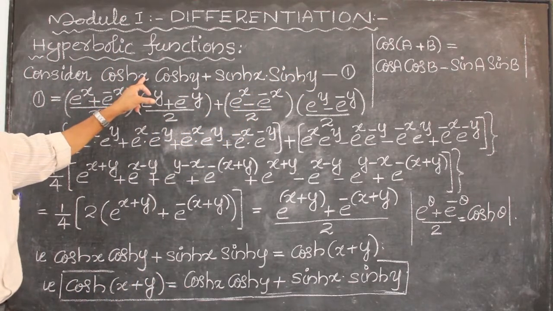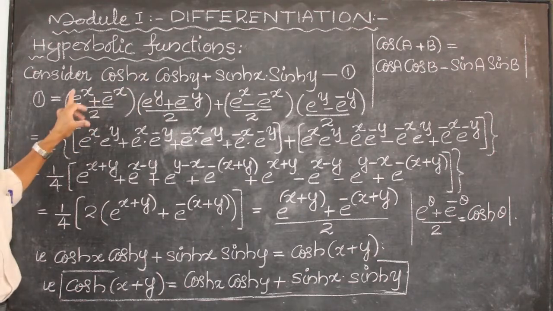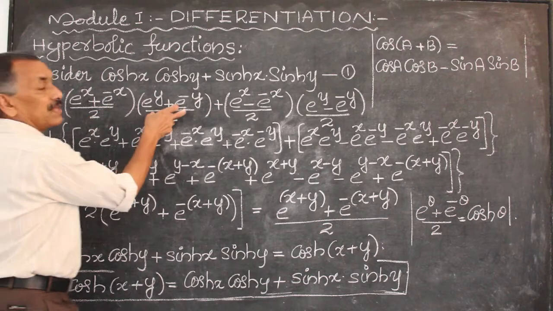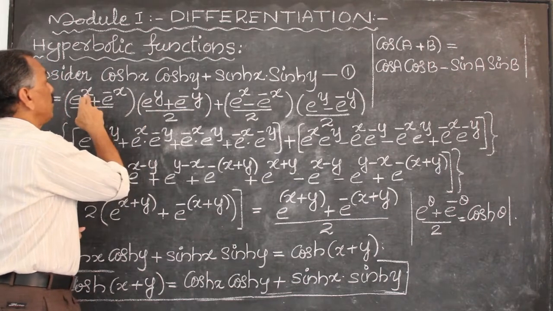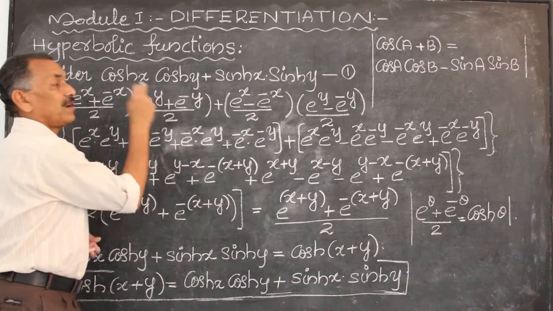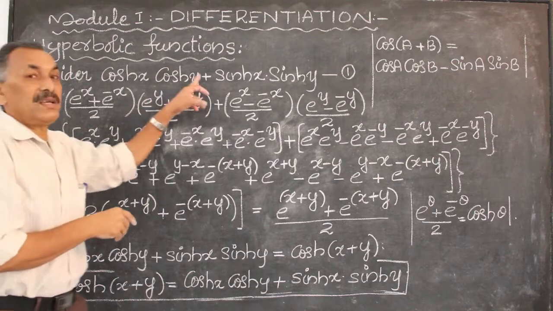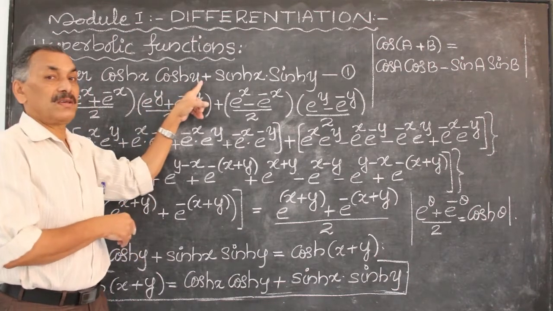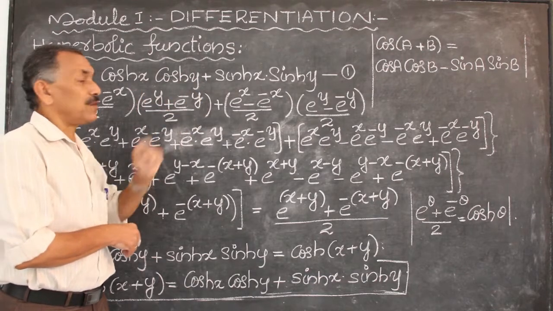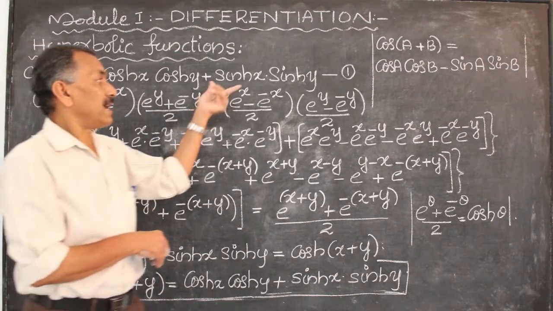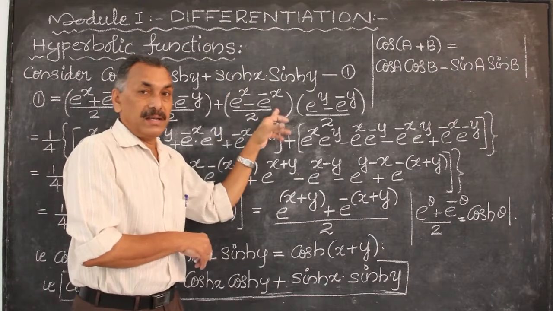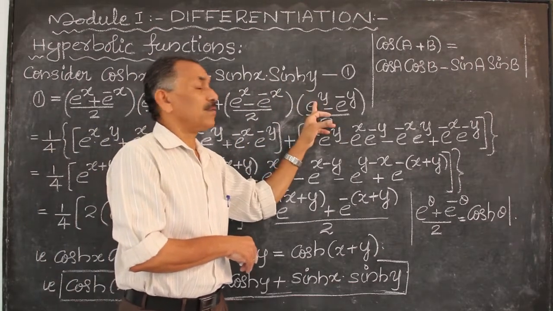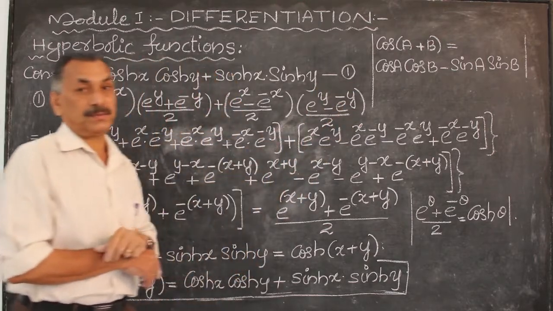What is cosh x? The hyperbolic cosine cosh x is equal to (e raised to x plus e raised to minus x) by 2. Similarly, cosh y is (e raised to y plus e raised to minus y) by 2, plus sinh x, (e raised to x minus e raised to minus x) by 2, into sinh y, (e raised to y minus e raised to minus y) by 2.